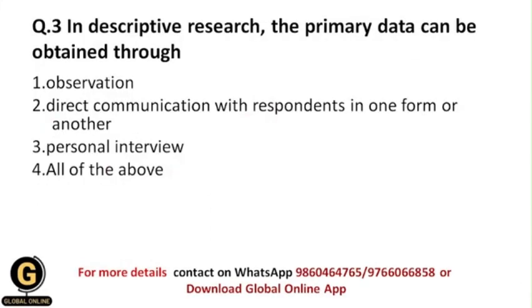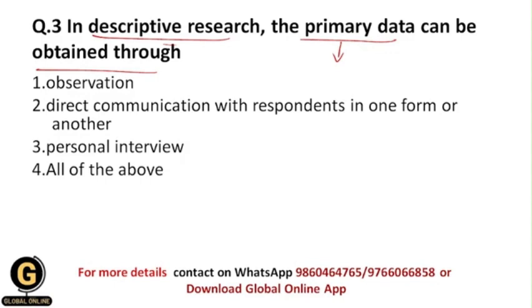Next is, in descriptive research the primary data can be obtained through. So in the descriptive research type, from which methods can we obtain the primary data? So basically students, primary data is the kind of data which is collected by the first user only. This is the data which is there for the first time, and it is called the primary data.